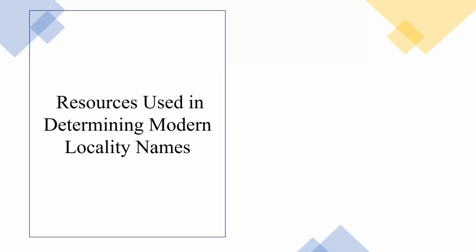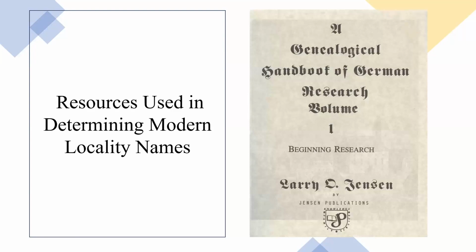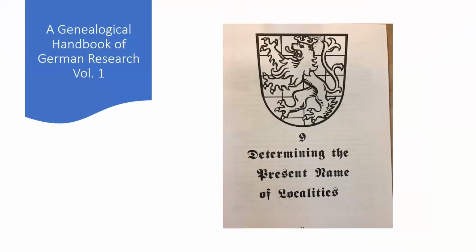One of the handouts for this lecture is the Genealogical Handbook of German Research, Volume 1, abbreviated as GHGR for short. Chapter 9 in this handbook is on determining the present names of localities. It describes the use of the following three books.